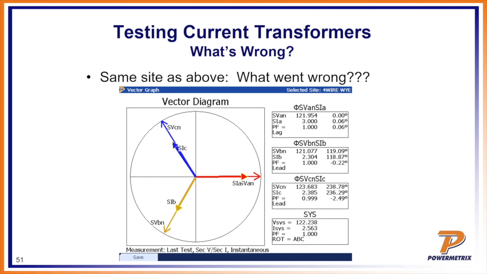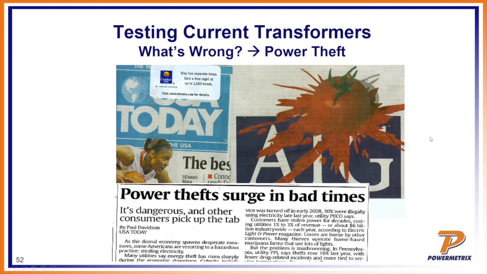Looking at my vector diagram, I can't really tell much about what's going on. It does look like I got a little bit more current here on A, but nothing that's really sticking out. What happened here?